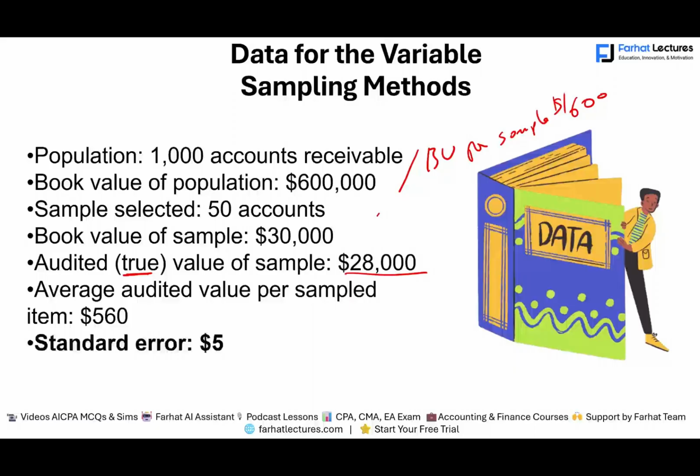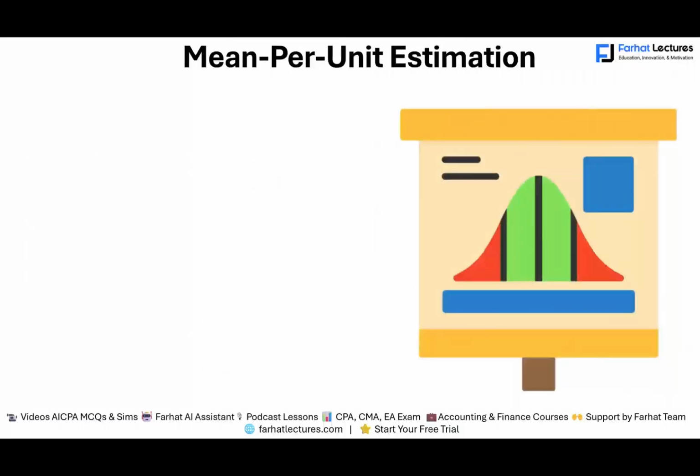Well, we cannot be 100% sure. We're going to use one standard error of $5, so it could be plus or minus $5. So this is the data that we are given. Now let's see how we would use this information in mean per unit estimation.